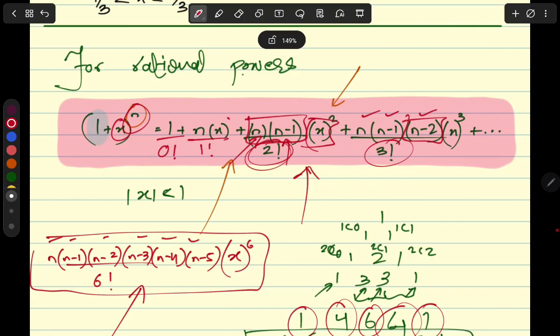So this was divided by 2 factorial. 3 factorial may be written as 2 factorial times 3. So you will multiply it by n minus 2 and divide it by 3, right? So every new coefficient comes from multiplying by one smaller number. So now first coefficient is 1, second is n times x, the third is n times n minus 1 upon 2 factorial times x square.